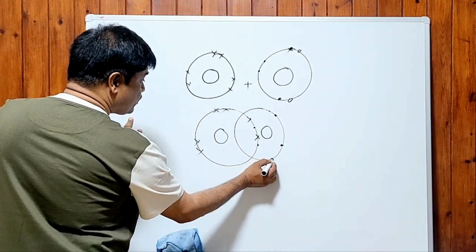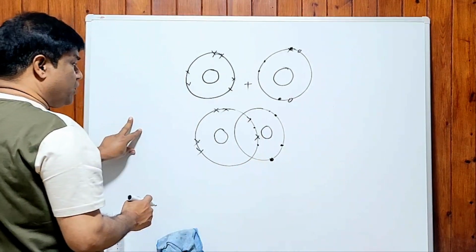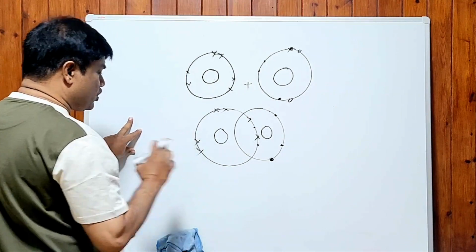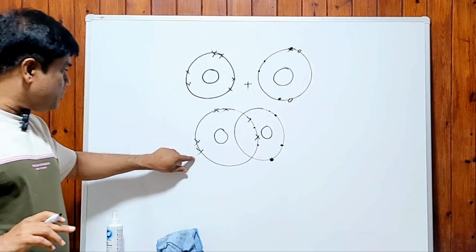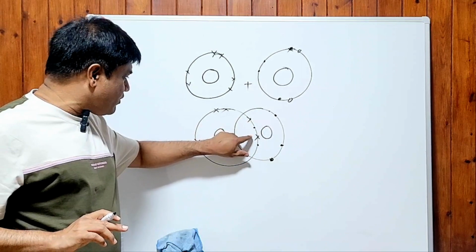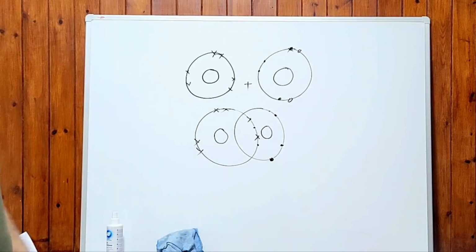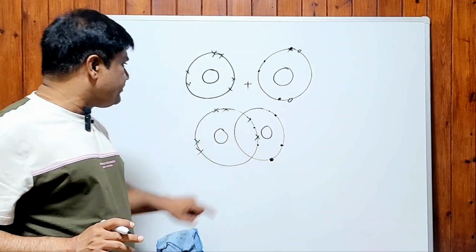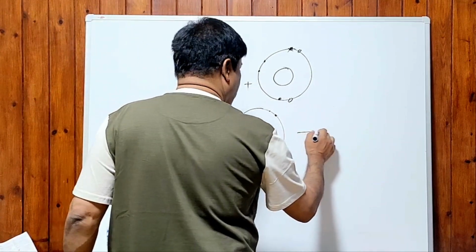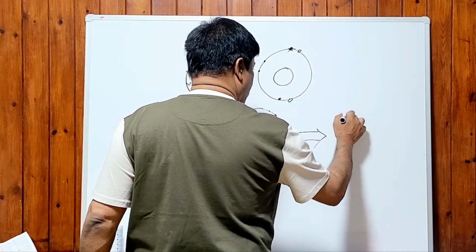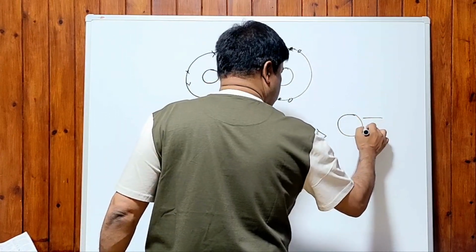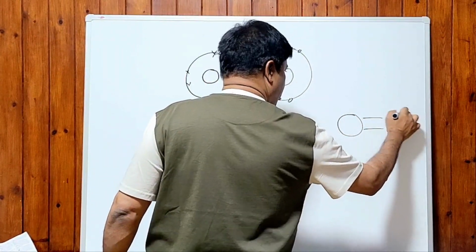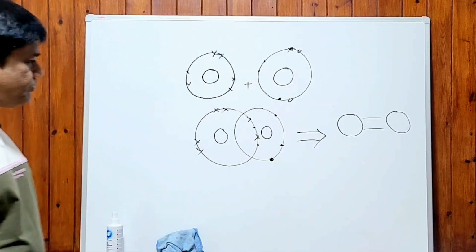Look how many electrons there are after sharing in each oxygen atom. 1, 2, 3, 4, 5, 6, 7, 8. That's the octet rule. So it forms a double covalent bond. This is a double covalent bond, or a double bond.